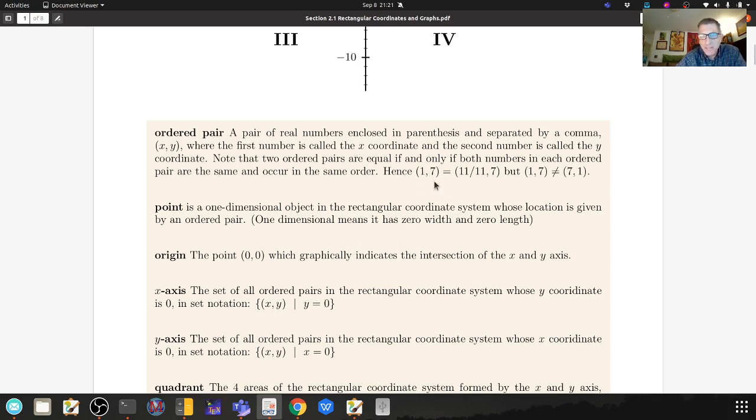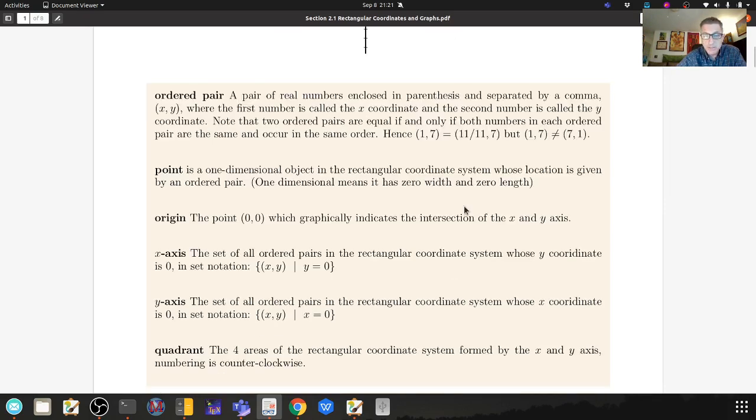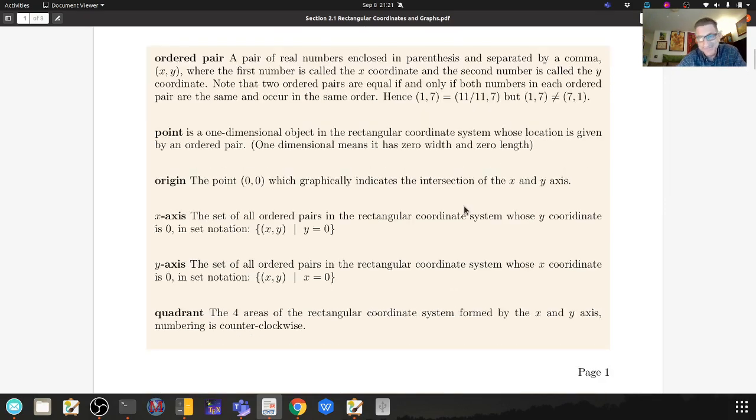So (1, 7) is equal to (11/11, 7), because 11 divided by 11 is 1, and 7 is equal to 7. But (1, 7) is not equal to (7, 1). Even though the numbers are the same, they're not in the same order. So with ordered pairs, unlike sets, the order matters. That's something else to keep in the back of your mind.